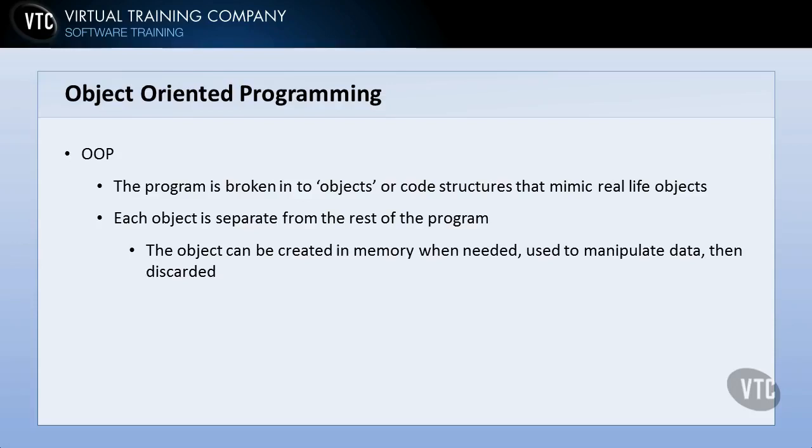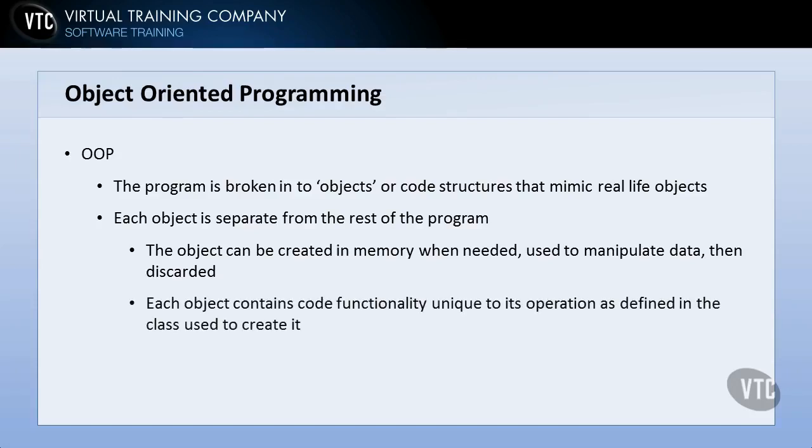Now, each object contains a code functionality that's unique to that particular object as it was defined in the class that was used to create it. There's a lot going on in that sentence. Don't worry if you didn't understand it all. We're going to come back to that later on when we talk about classes and objects.